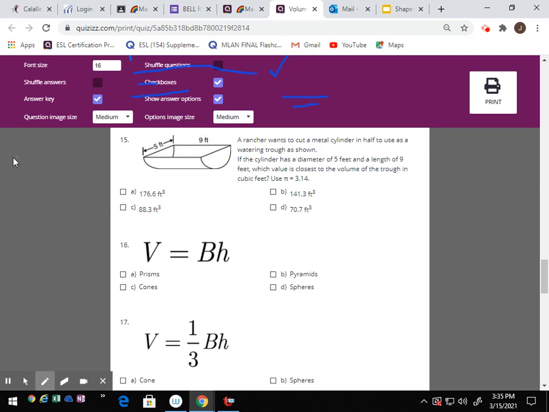Okay, so the volume formula for a cylinder is big B times H. Okay, we know big B is the area of the base, and we know our shape of the base is a circle. We can act like there's a whole circle right here, which is pi radius squared. Okay, we know our diameter is 5, so half of 5 is 2.5.